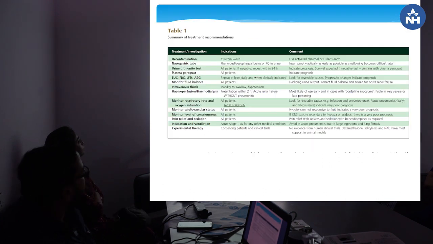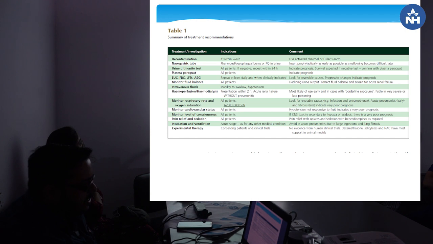This is a table showing the summary of the various treatment recommendations. Decontamination, if within 2 to 4 hours, activated charcoal use. Nasogastric tube, indication: pharyngeal or esophageal burns or paraquat in urine. It is prophylactically inserted as early as possible, as swallowing becomes difficult later. Urine dithionite test, to be done in all patients after paraquat ingestion. If negative, it is repeated within 24 hours. It indicates the prognosis. Survival is expected if the test is negative, to be confirmed with plasma paraquat. Plasma paraquat level also indicates the prognosis.